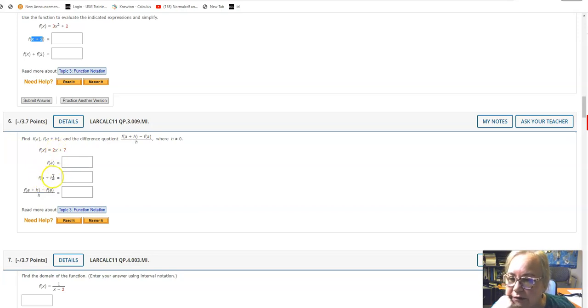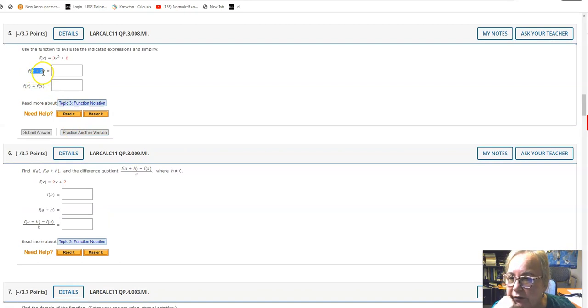F at a plus h, that's similar to f at x plus 2. You replace x by a plus h. So instead of x, you will have a plus h in parentheses, open parentheses, and that's what you have. And then you have to find the quotient, f at a plus h minus f at a over h. It's a special difference quotient. We call it difference because of the difference in the numerator, and quotient here that we use in calculus.